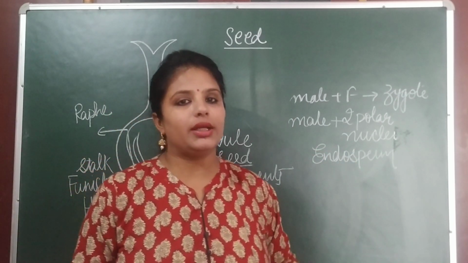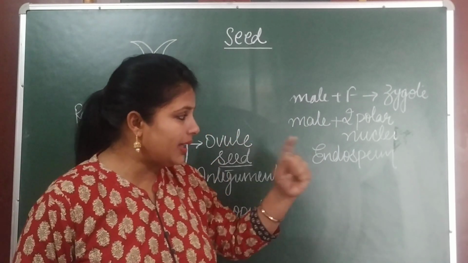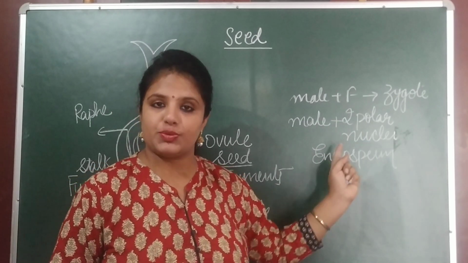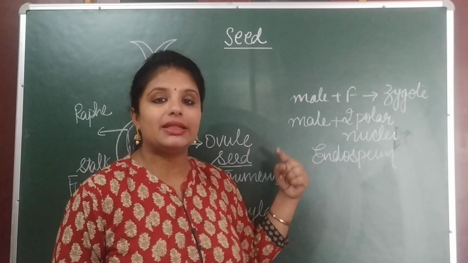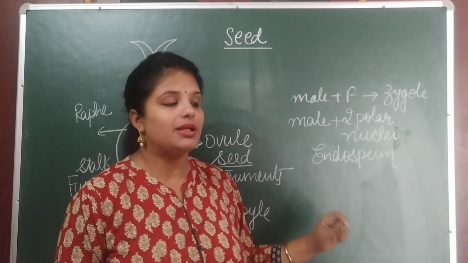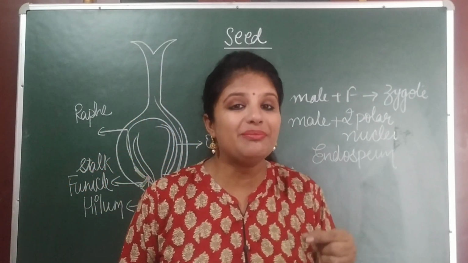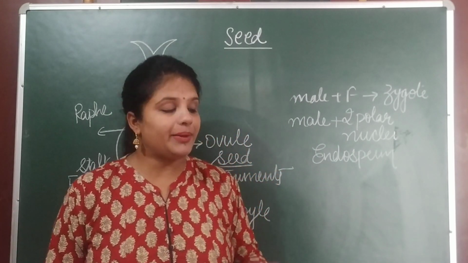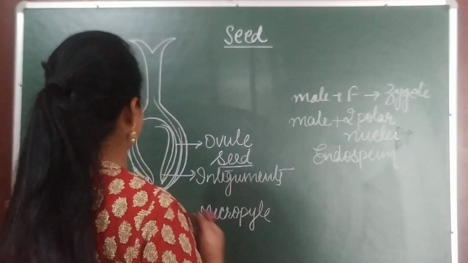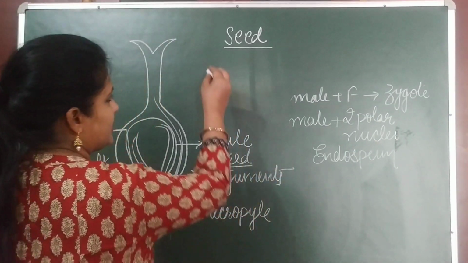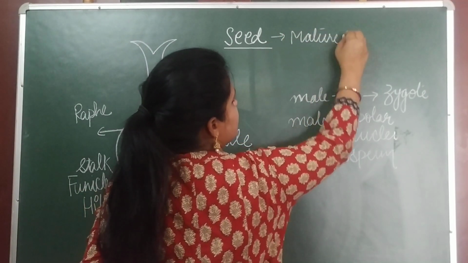Now, there are two conditions. It might be that during the development, the embryo may consume the entire endosperm, or it may be possible that the endosperm is not consumed entirely, and some part of the endosperm remains attached with the seed. On that basis we have different kinds of seeds. Let's discuss. But before that, let's understand what a seed is. Seed is a mature ovule, nothing else.